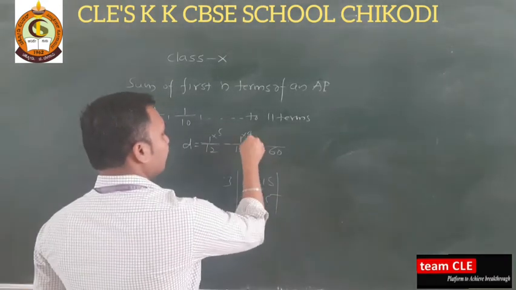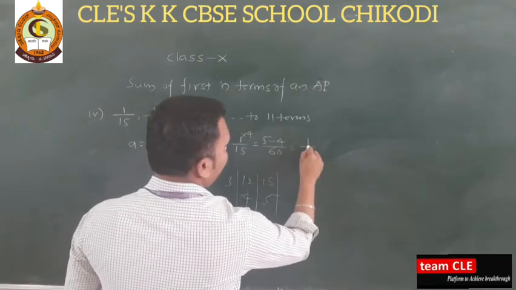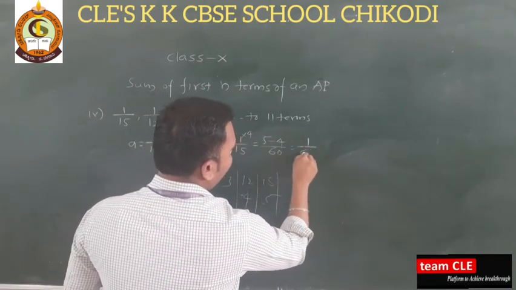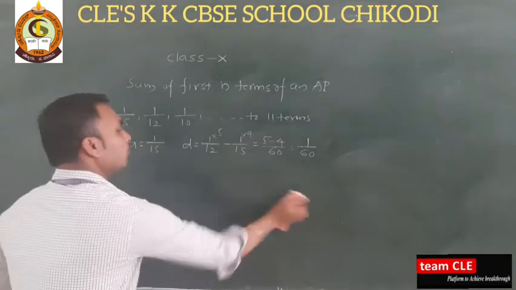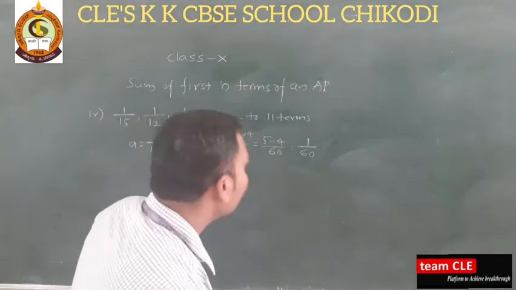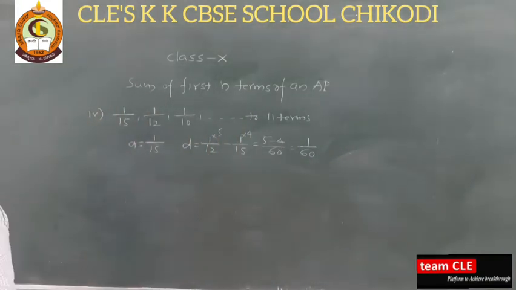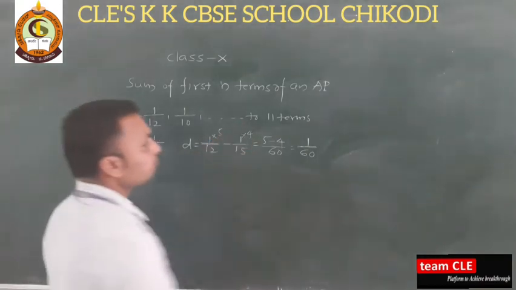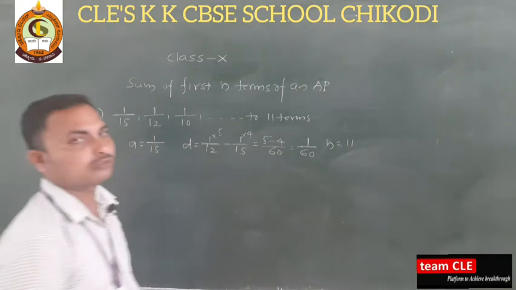Now we will get 5 minus 4. So common difference is how much we will get? 1 by 60. 1 by 60 is the common difference. Once you got common difference is 1 by 60, A you have 1 by 15. Okay, so N, 11 terms, N is equal to 11.